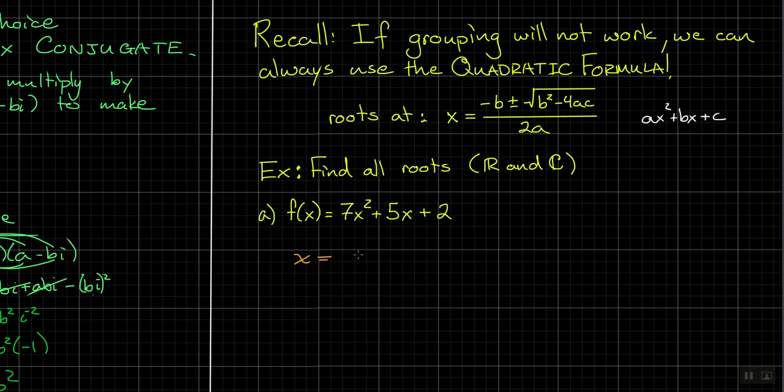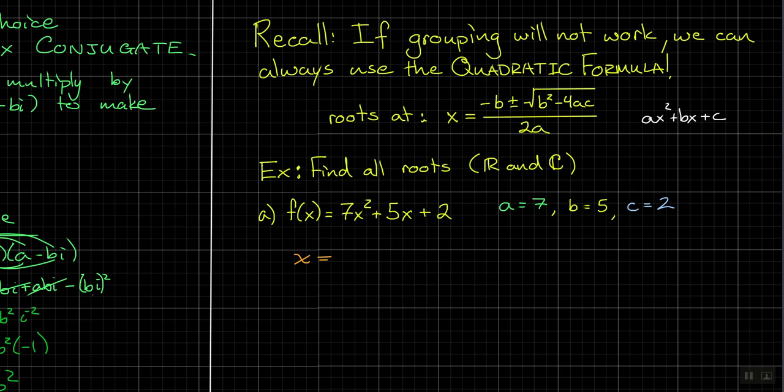X equals, in this situation, I don't always make people do this, but help me real quick. I wish I had an easier way to change colors quickly. What's A in this problem? 7. What's B in this problem? 5. And what is C in this problem? C is 2. 7, 5, and 2. And it has to be in order, right? X squared, X, and then the constant.